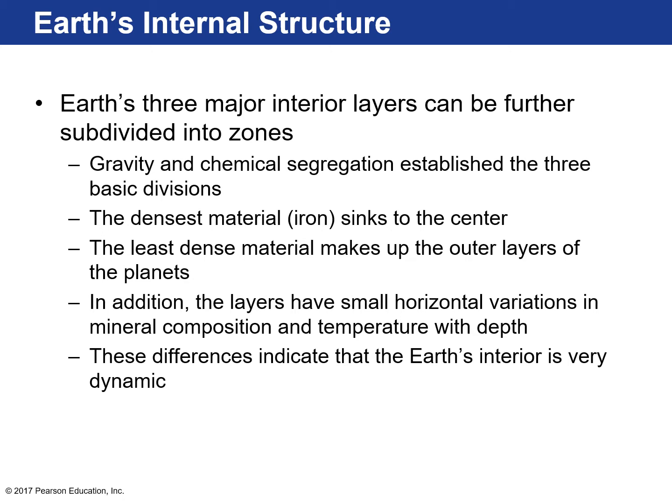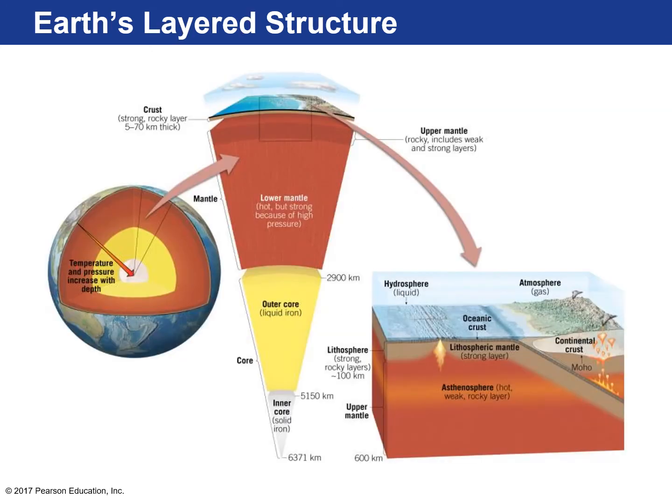Gravity and chemistry allow for those changes. Essentially, the heaviest material sank towards the center of the Earth. That's the densest material, or iron and nickel. The least dense material makes up the outer layers, like the crust and mantle. Those layers have small horizontal variations in mineral composition with changing temperature and depth, and these small differences are what make the Earth's interior very dynamic.